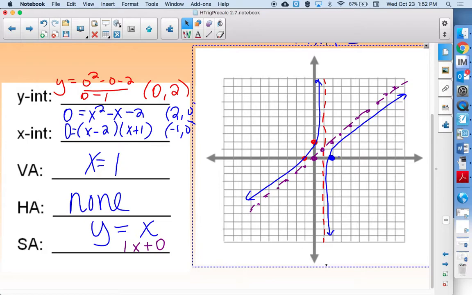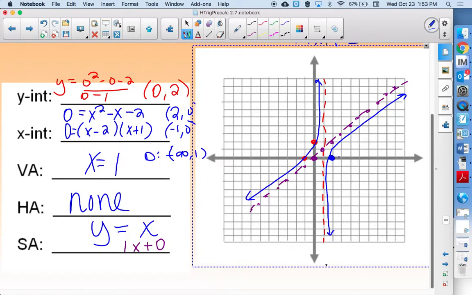Oh, it kind of does look like a butterfly. Questions? So still thinking about domain and range. The domain doesn't change. The domain still goes off the vertical asymptote, so my domain would be -infinity to 1 and 1 to infinity. That part will never change just because I slant my asymptote.